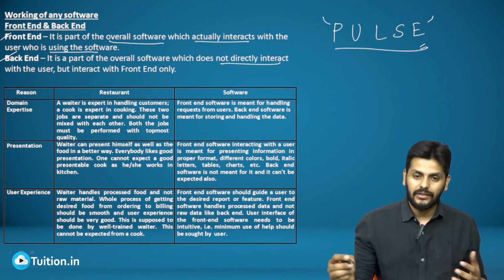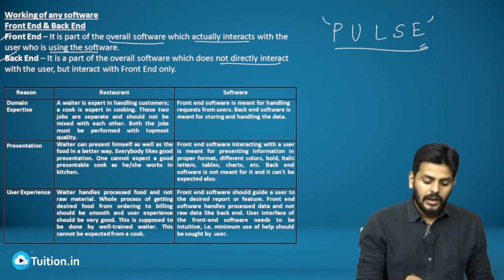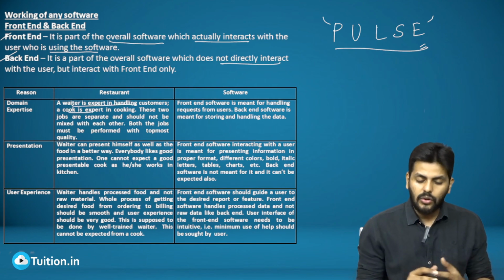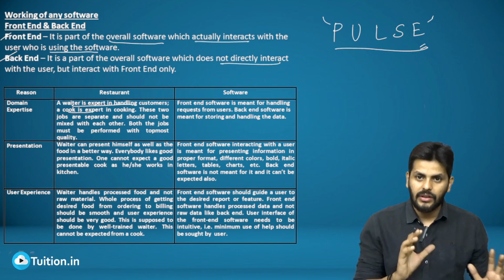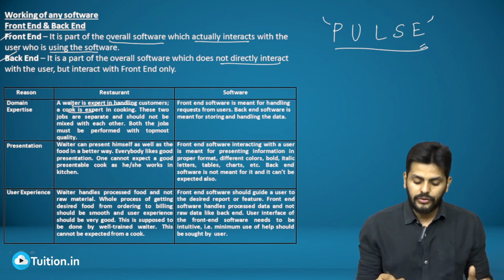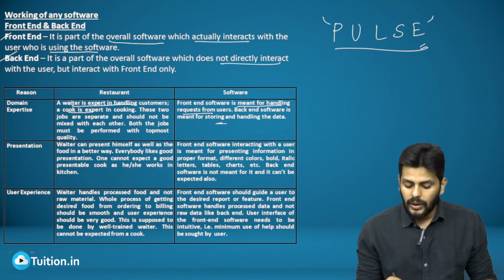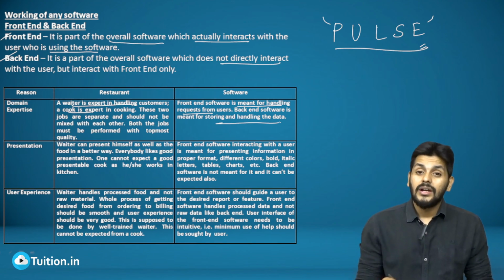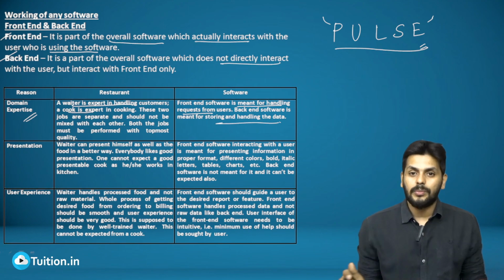First one being expertise. They beautifully picked an example of a restaurant to explain this concept. In a restaurant, a waiter handles the customers, and a cook is an expert in cooking. These two jobs are separate, obviously. Waiter is supposed to handle customers, while the cook will cook the food. So is the case with software: front end is meant for handling the requests from users, while back end is meant for storing and handling the data. Each of them is good at whatever job they do in the form of domain expertise.